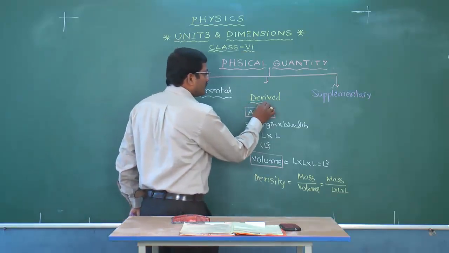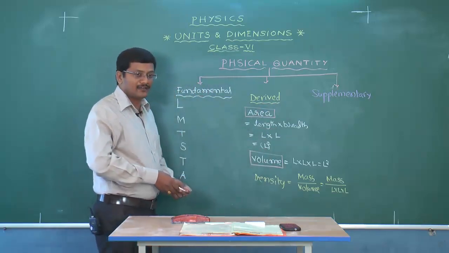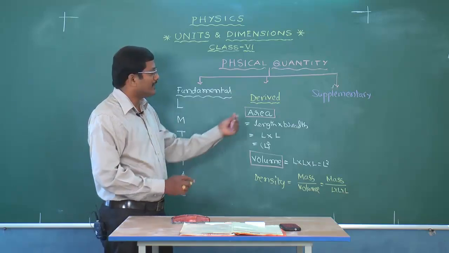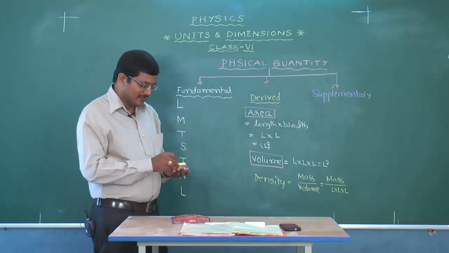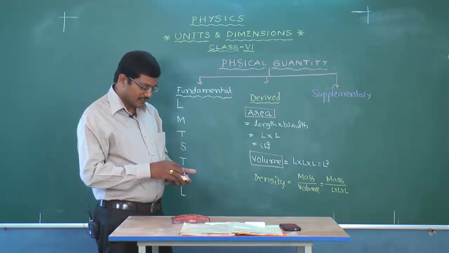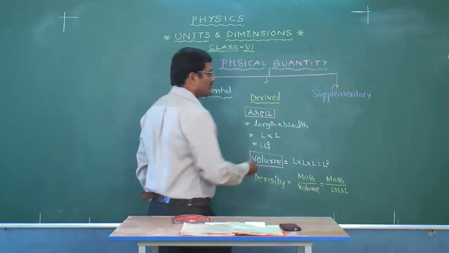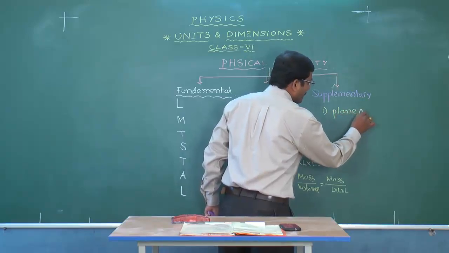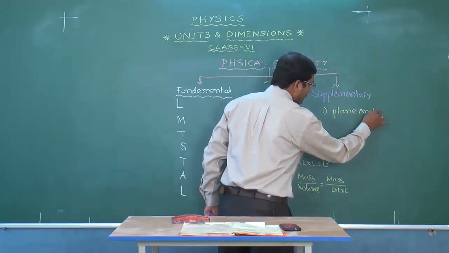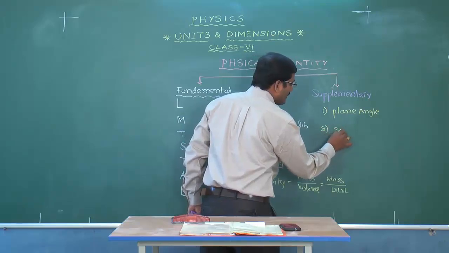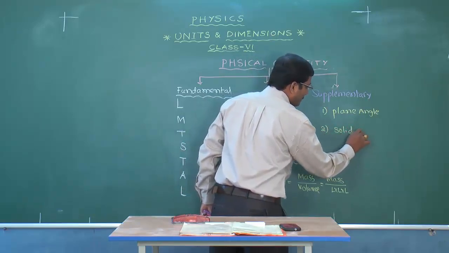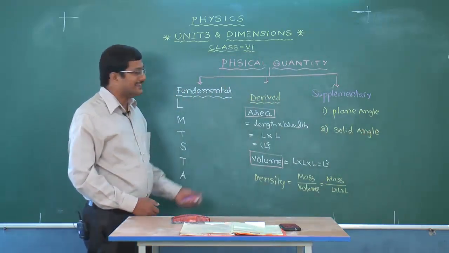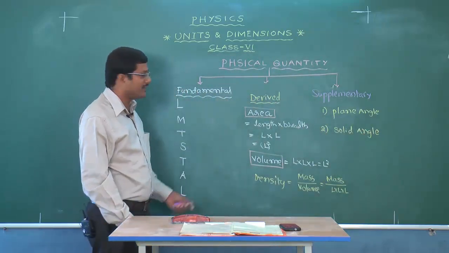So there are so many derived physical quantities which we are going to learn in future in physics. Then what are supplementary physical quantities? There are 2 supplementary physical quantities in SI. First one is plane angle. The second one, solid angle. So this is the total organization of physical quantity.